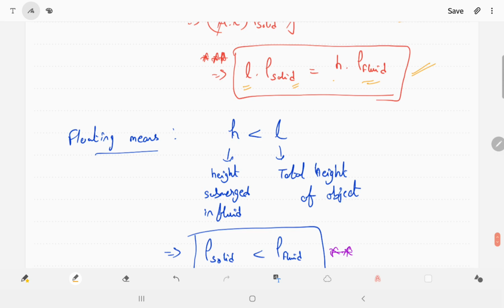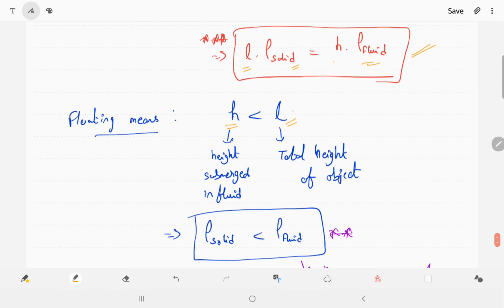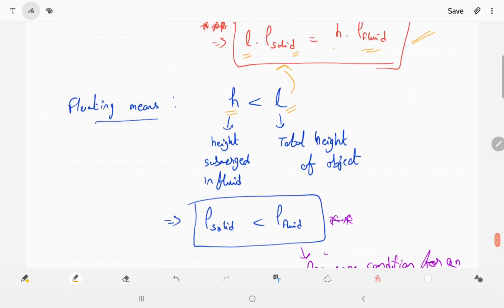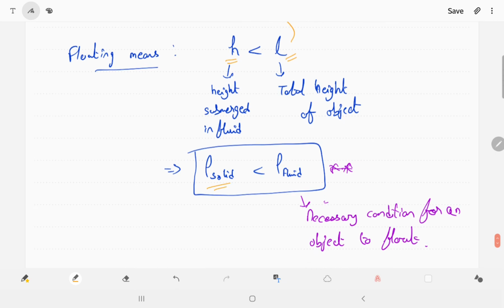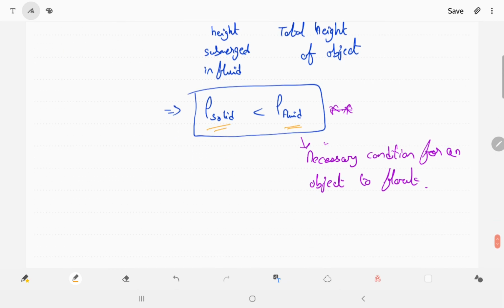Now as we know, the height of the submerged object is less than the total height of the object. That means if we substitute this condition here, we get that the density of the solid is less than the density of the fluid, which is the necessary condition for an object to float. That means the condition for an object to float in water is that its density should be less than the density of the fluid in which it is dropped.